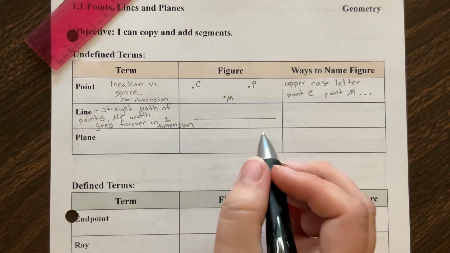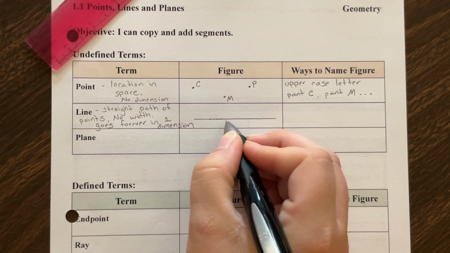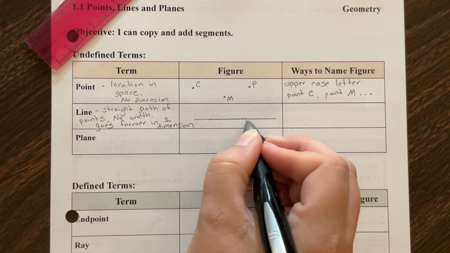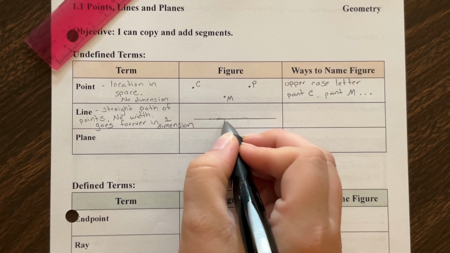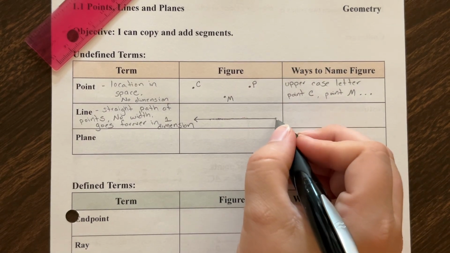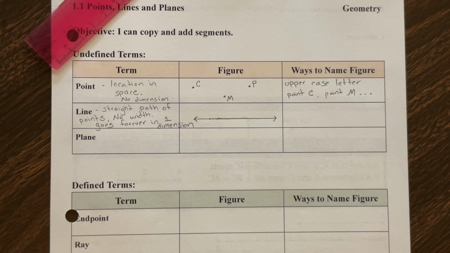And really what this line is, there is a whole bunch of points infinitesimally close to each other all along this line. So it's just points all squished up next to each other to make this line. It goes forever in both directions. So whenever we draw a line, we want to put arrows in both directions, showing that it goes forever.